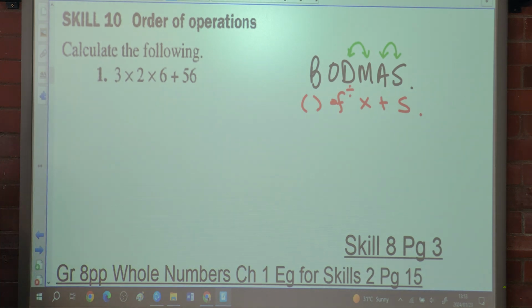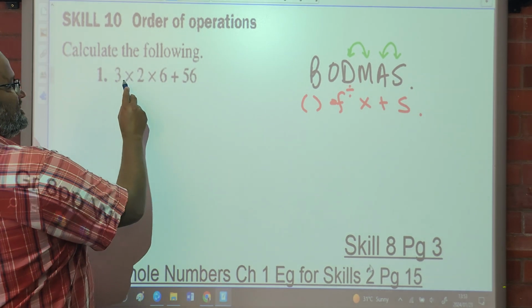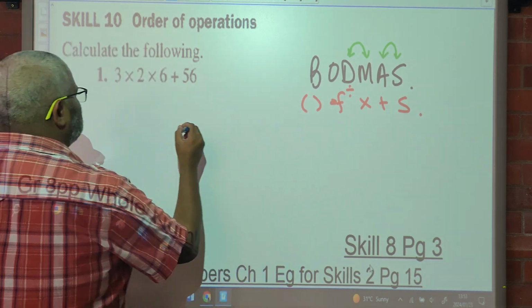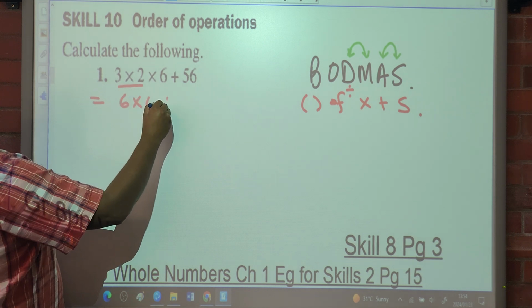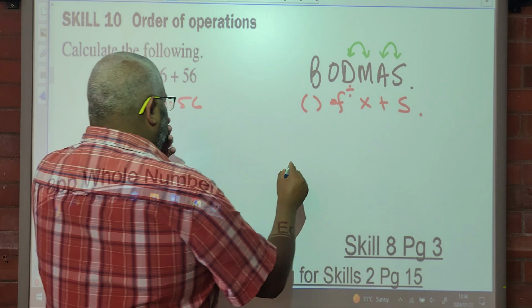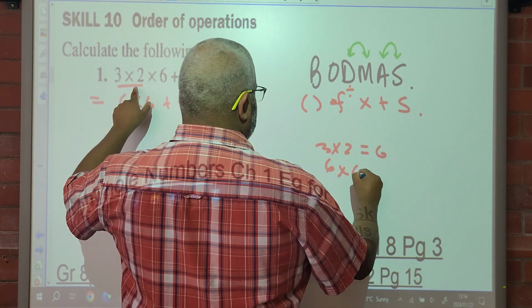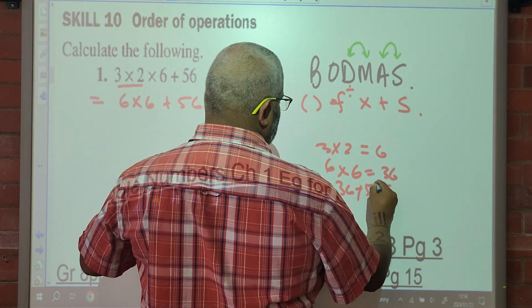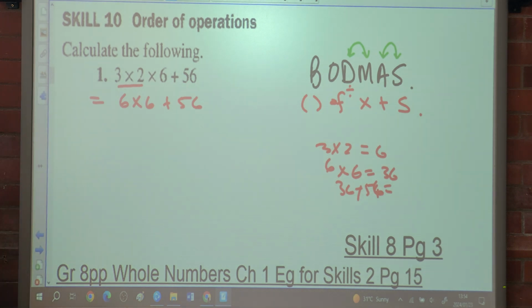Right, so here in number 1 we've got 2 times 3 times 6 plus 56. According to BODMAS, it is multiplication and addition. So what must be done first? Multiplication. 3 times 2 is 6, times 6, plus 56. Now, I know some of you in primary school said 3 times 2 is 6, then 6 times 6 is 36, and then 36 plus 56 is 1892. Please don't do that.